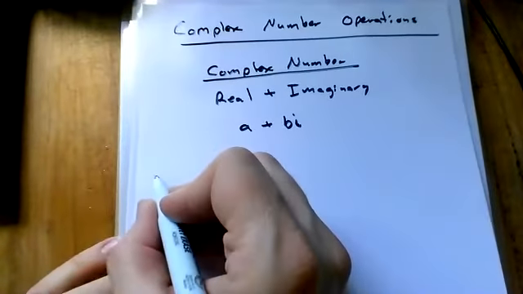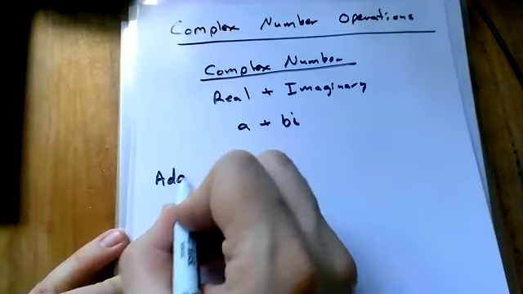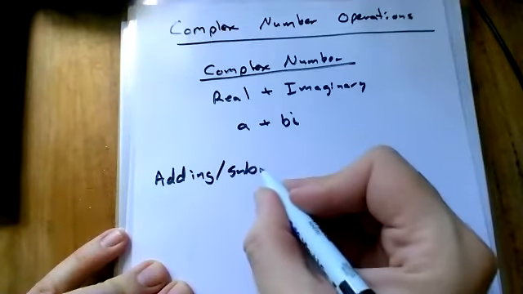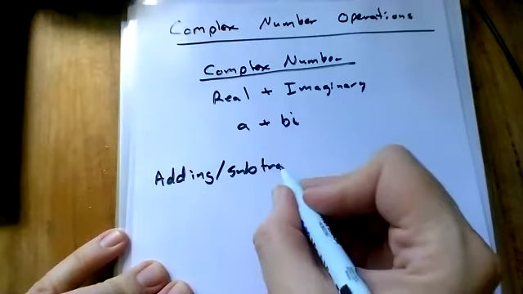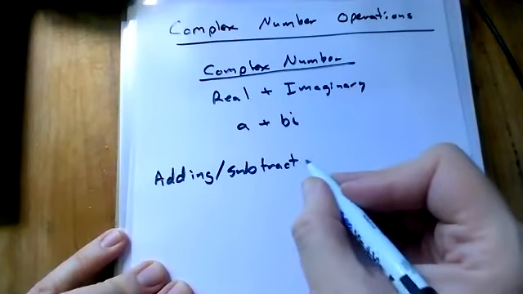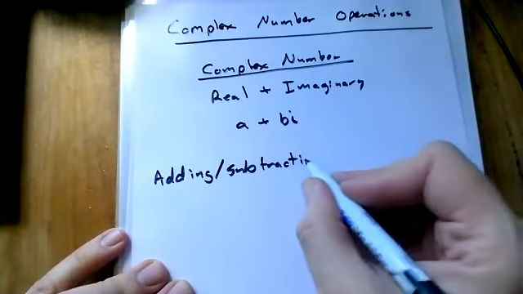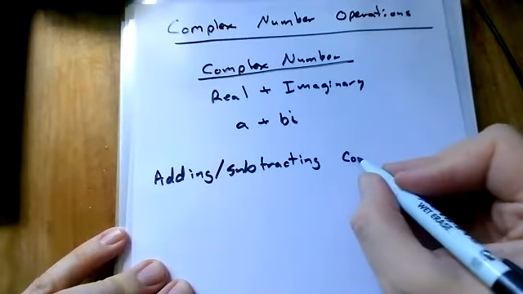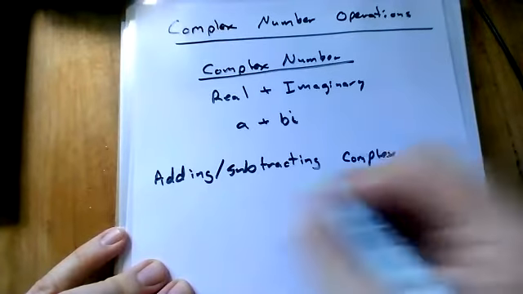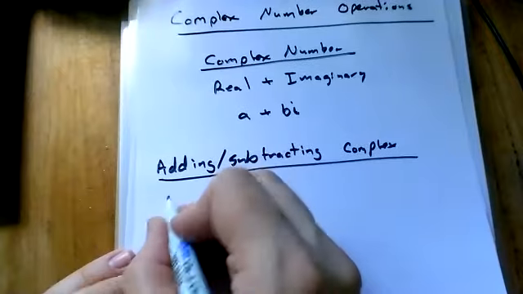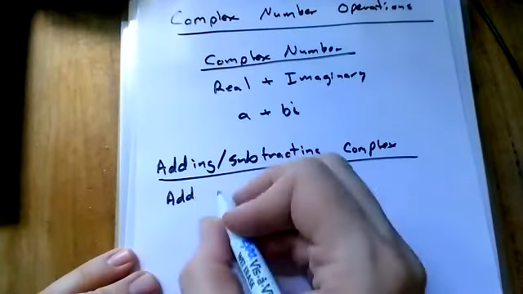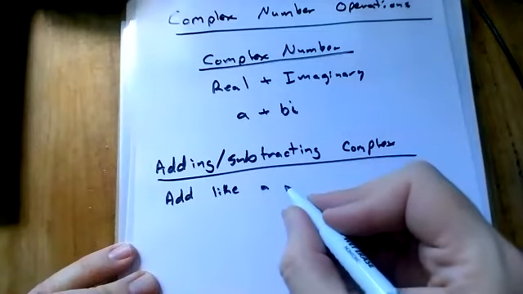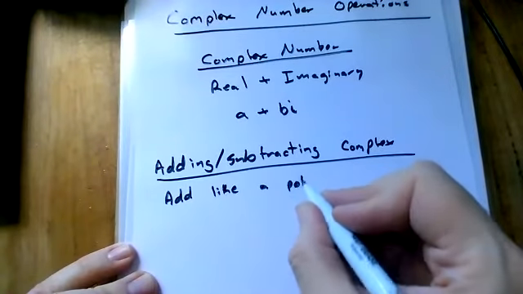Now, as you might imagine, if you're adding or subtracting, there is not really a lot that's going to be special with this. If you're adding or subtracting your complex numbers, you're just going to add like a polynomial.